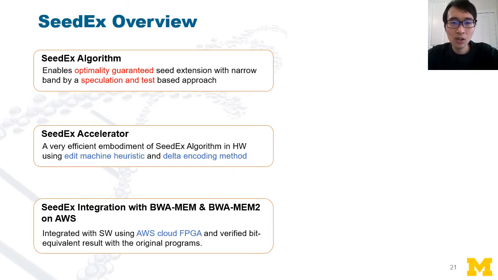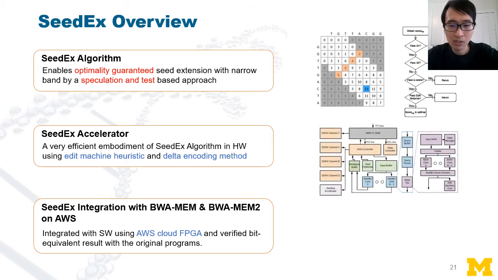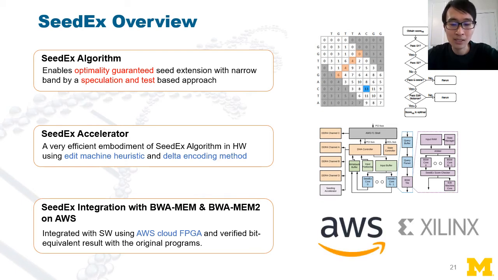This is the overview of SeedEx. We present the SeedEx algorithm, which is a speculation and test-based algorithm to check the optimality of the narrow-band score, and the SeedEx accelerator, which is a very efficient embodiment of the SeedEx algorithm in hardware using several hardware-specific optimizations. We integrate SeedEx with BWA-MEM and deployed it on AWS cloud FPGA.